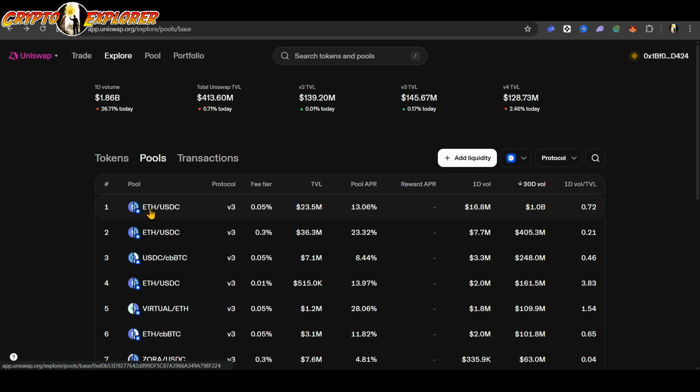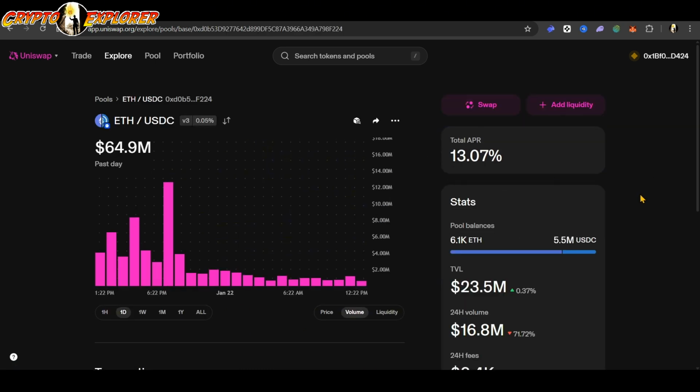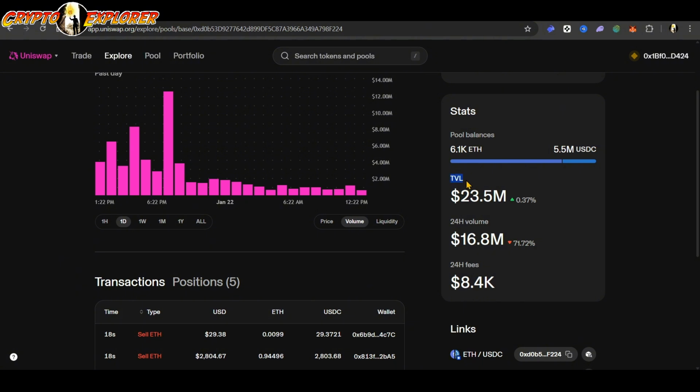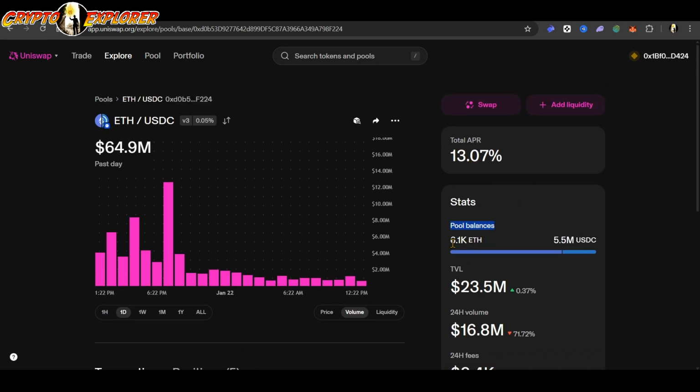Step 2, select the liquidity pool. Just click on it. And then on the top right corner, you'll have the add liquidity button. Before clicking that, it shows us total APR, statistics, the complete TVL of the pool, the volume, the fees, and very important, pool balances. Why is this very important? Because this shows how much Ethereum and stablecoins are in the pool. This ratio will vary over time and it can cause impermanent loss because of that.